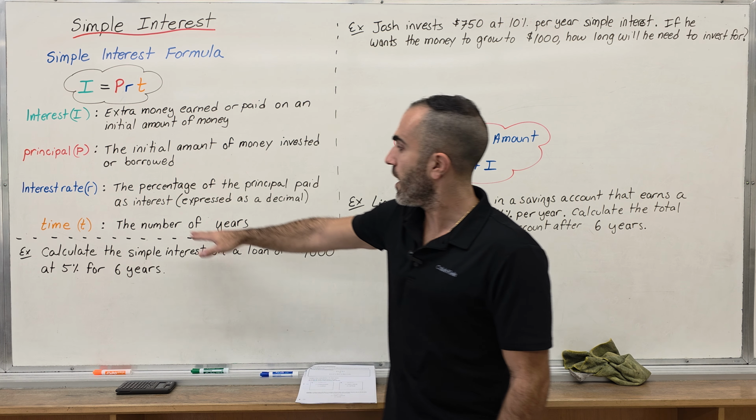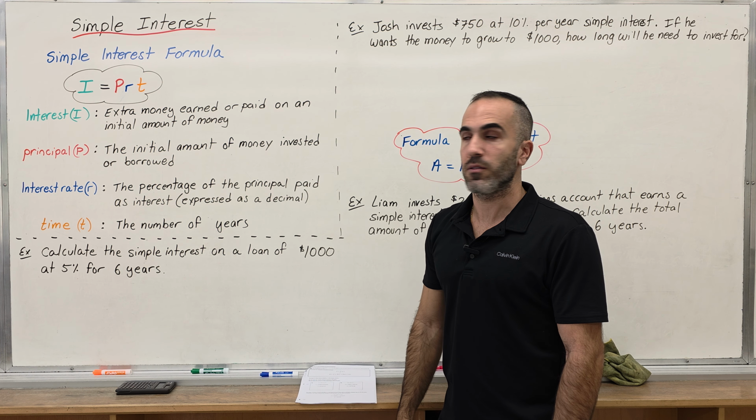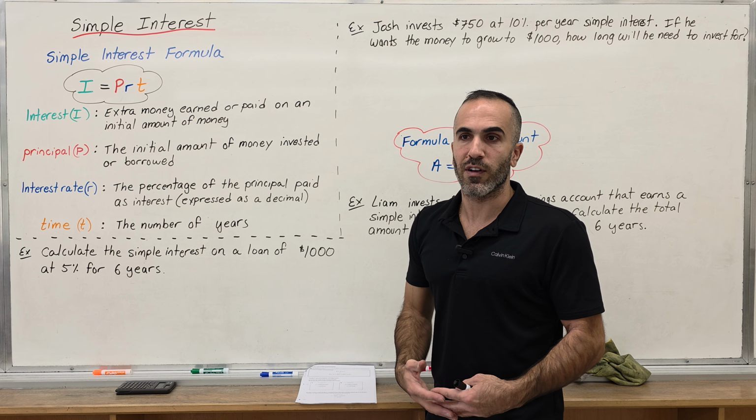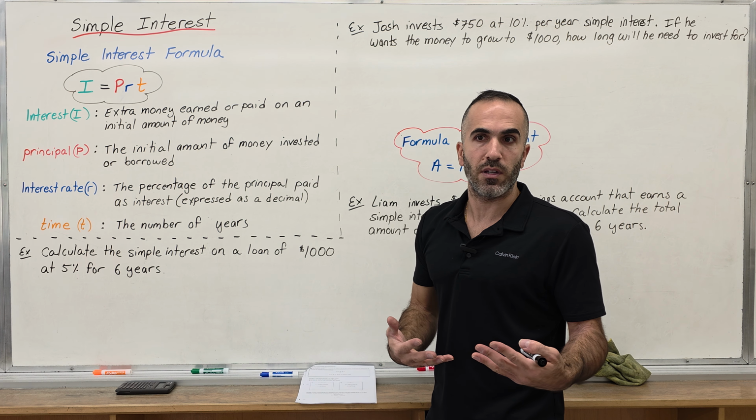And then T is the time, number of years. Okay, we always calculate in number of years. If I'm only investing it for like 6 months, that's just going to be half of a year.